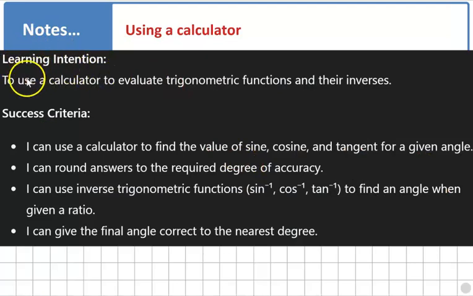Learning intention. To use a calculator to evaluate trigonometric functions and their inverses. Success criteria. I can use a calculator to find the value of sine, cosine, and tangent for a given angle. I can round answers to the required degree of accuracy. I can use inverse trigonometric functions, sine minus 1, cos minus 1, tan minus 1, to find an angle when given a ratio. I can give the final angle correct to the nearest degree.